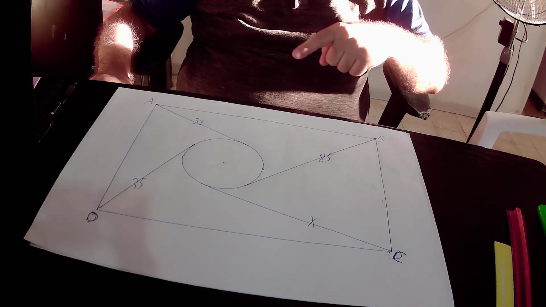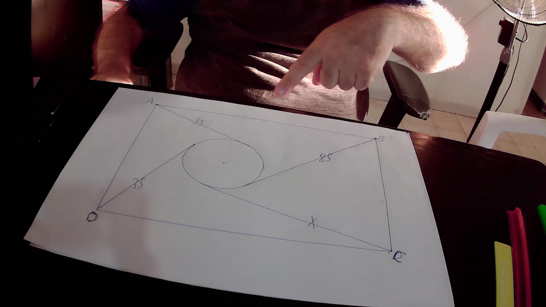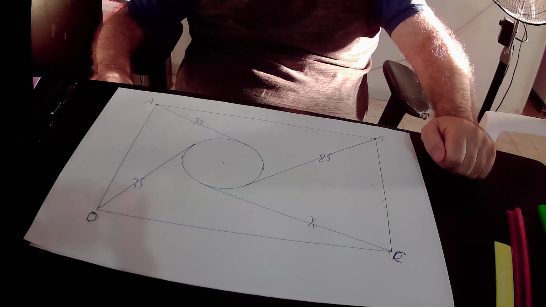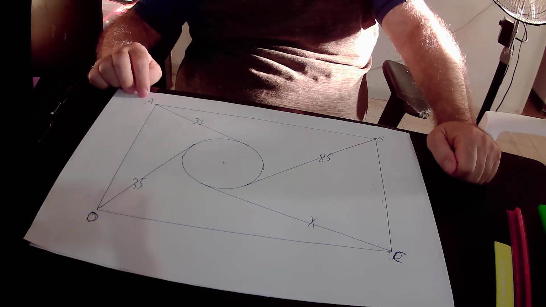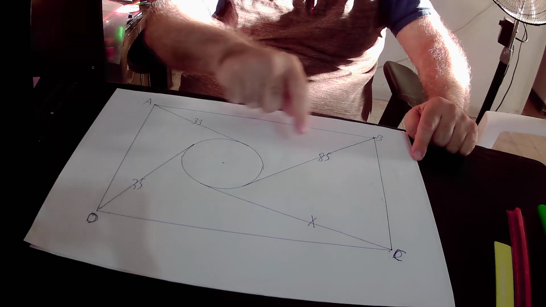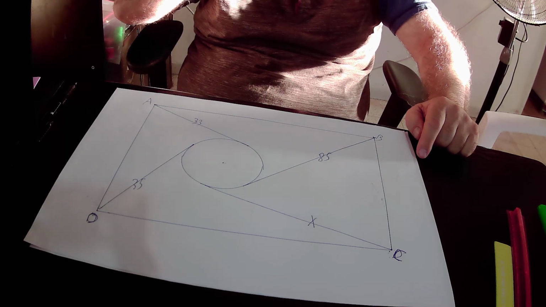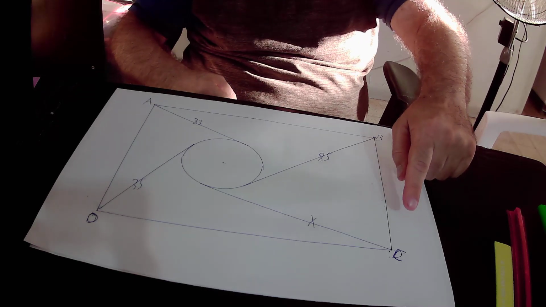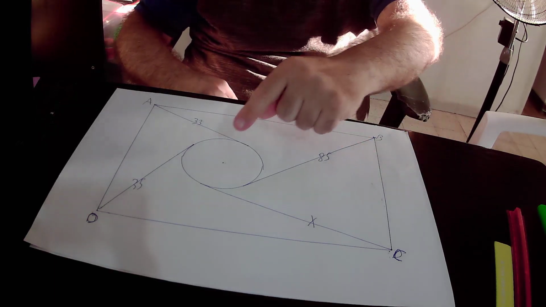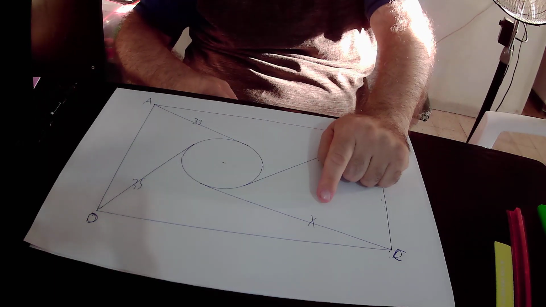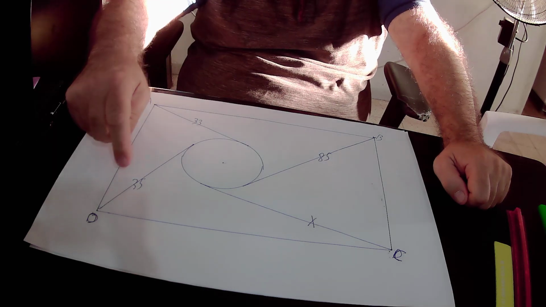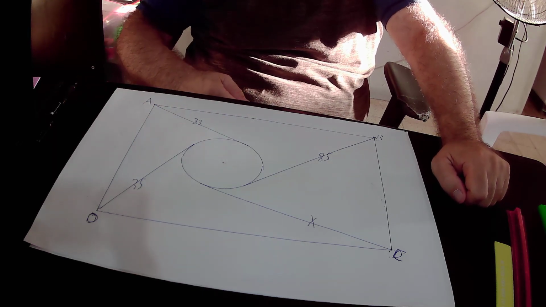In the drawing, we have rectangle ABCD. Inside rectangle ABCD, we have this circle, and we know that the tangent from point A to this circle is 33 units in length. The tangent from point B to this circle is 85 units in length. The tangent from point C to this circle is unknown, so it is equal to x, and we have to find the value of x. And finally, the tangent from point D to this circle is 35 units in length.